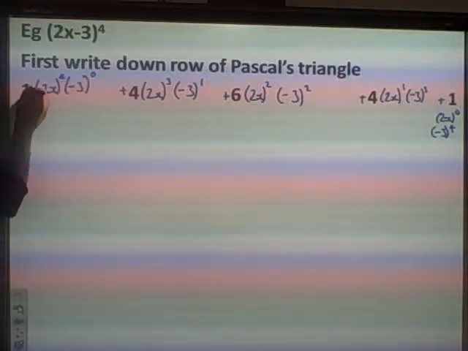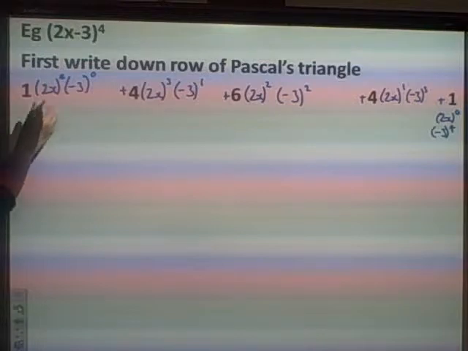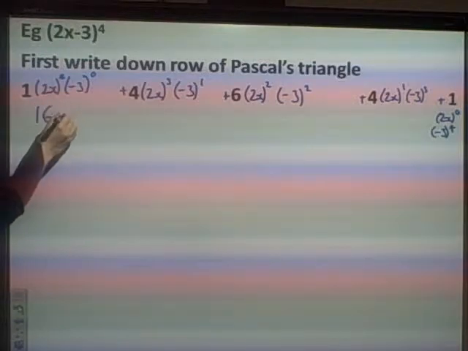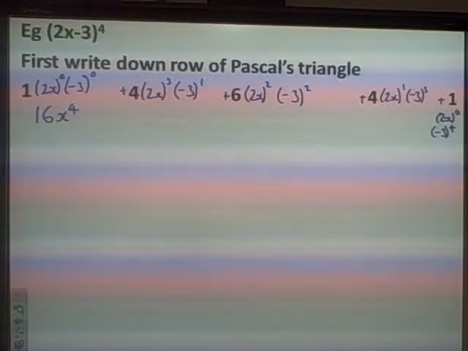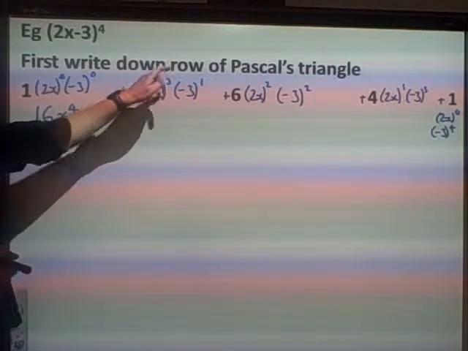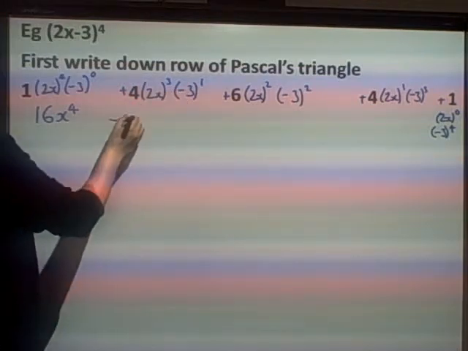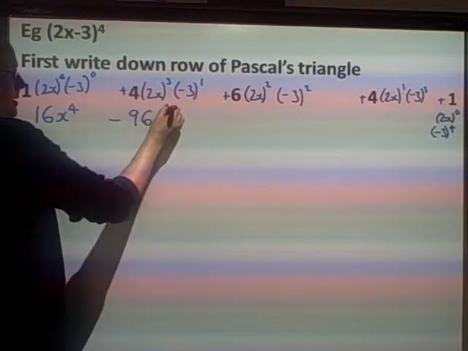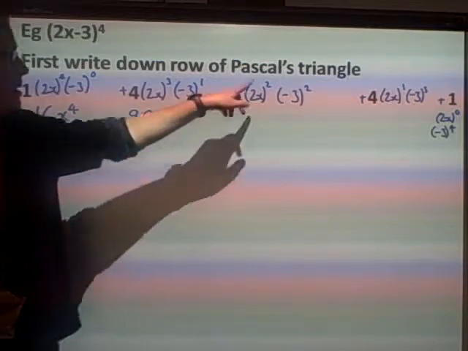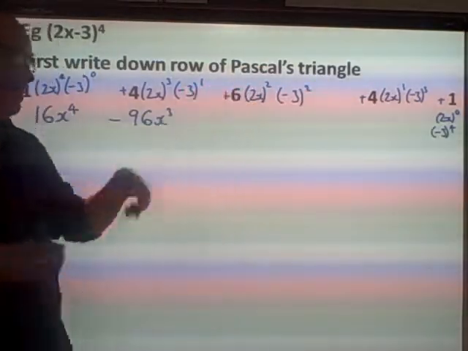We know that these terms are both going to be 1, so 2x to the power of 4, and this is where you've got to be careful. 2 to the 4 is 16, x to the 4 is x to the 4, so 16x to the 4, and not just 2x to the 4. 2 cubed is 8, times 4 is 32, times negative 3 is negative 96, x cubed. Negative 3 squared, be careful how you enter it on your calculator.